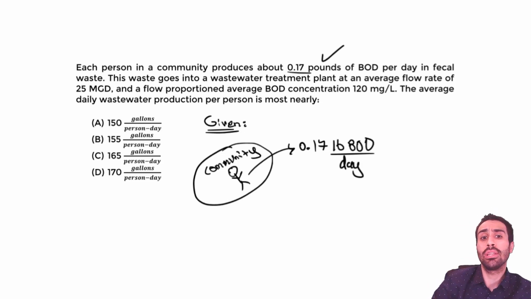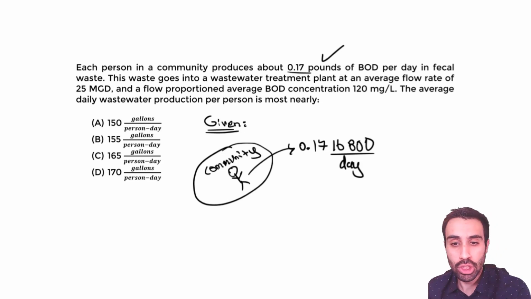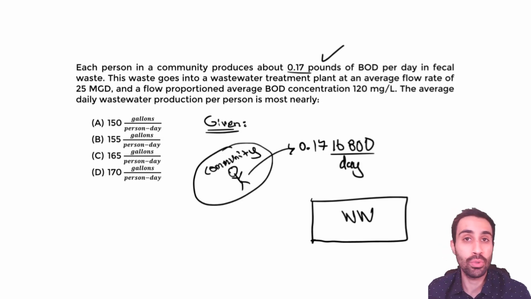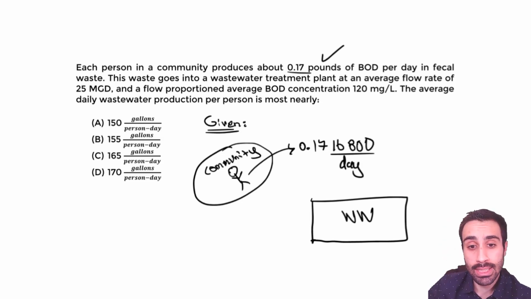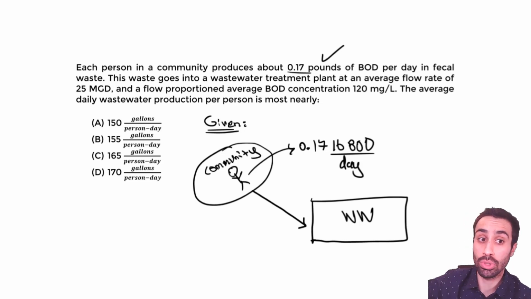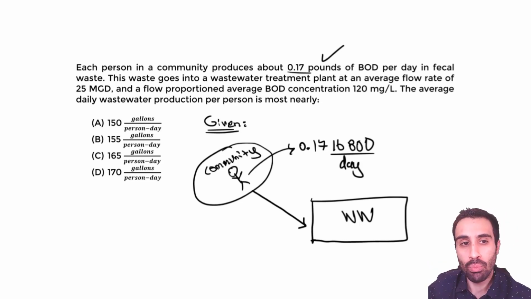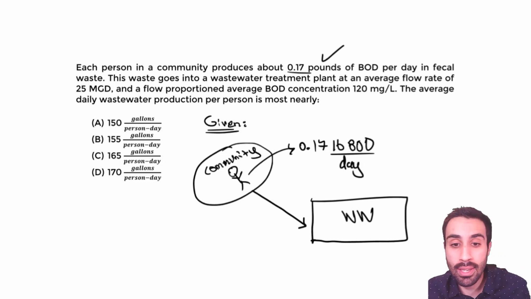So then this waste is going to go into a wastewater treatment plant at an average flow rate of 25 mgd. So for the treatment plant, I can just denote it as a square. Let's call it WW for wastewater treatment plant. And this is going to go into this wastewater treatment plant. And we will say that is going to have a flow rate of 25 mgd. So it's usually in that range, 25, 20 for these treatment plants. And we know this is actually a flow rate because it's gallons per day or million gallons per day. So that would be a Q value.